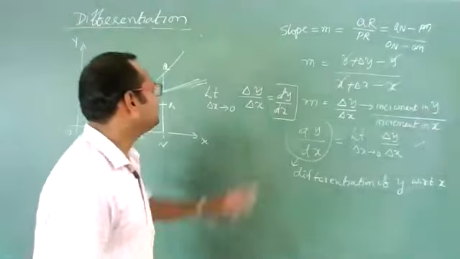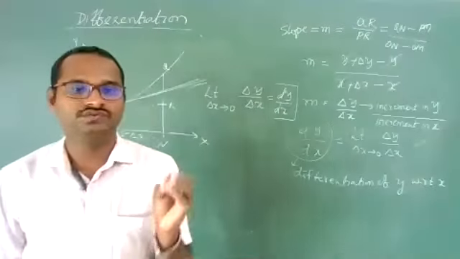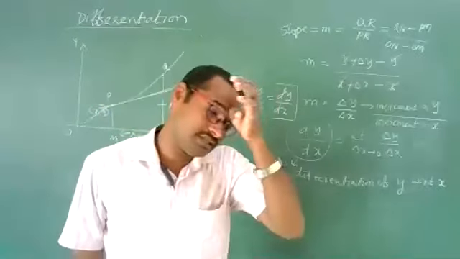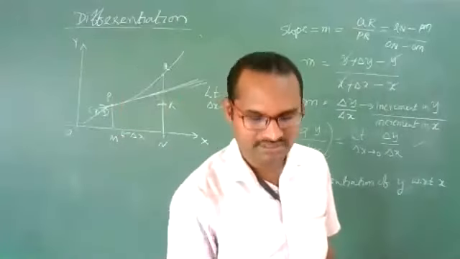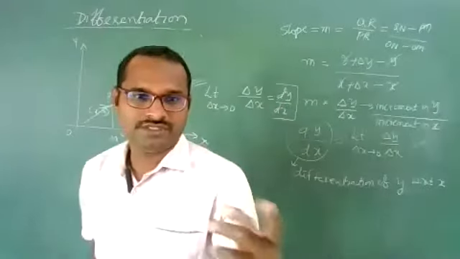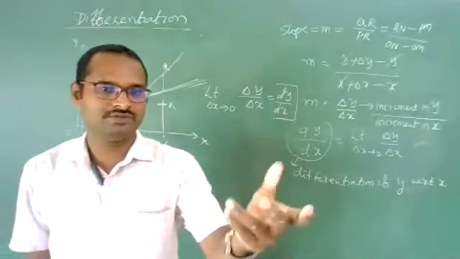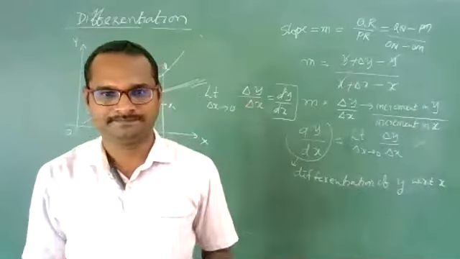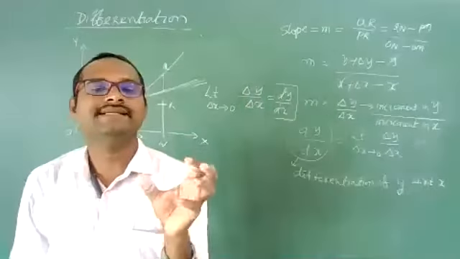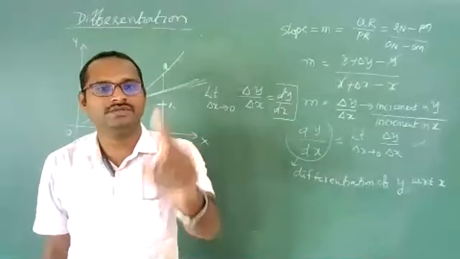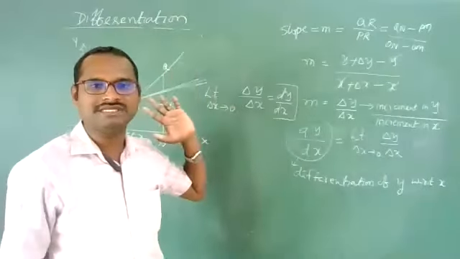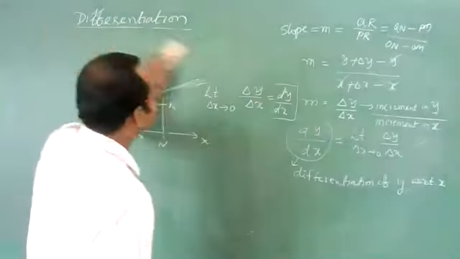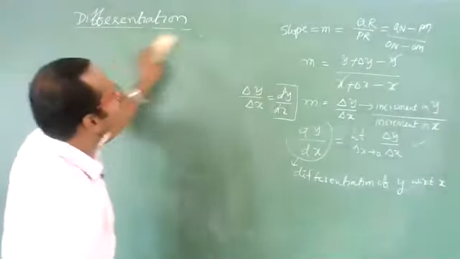This dy by dx we will use to find instantaneous values. For example, in the motion chapter, kinematics, we come across speed, uniform speed, non-uniform speed, average speed, instantaneous speed, instantaneous acceleration, instantaneous velocity. These instantaneous values of any function can be found by using differentiation. Just remember it.